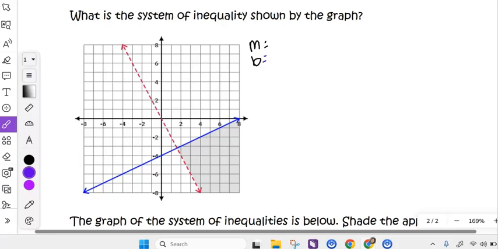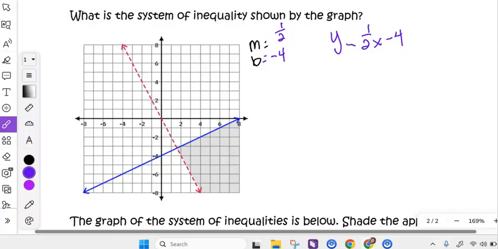My y-intercept is negative 4. My slope is up 1 over 2, positive 1/2. So I'm going to have y = 1/2 x minus 4. Now I also know it's going to be a solid line, so it's "or equal to."